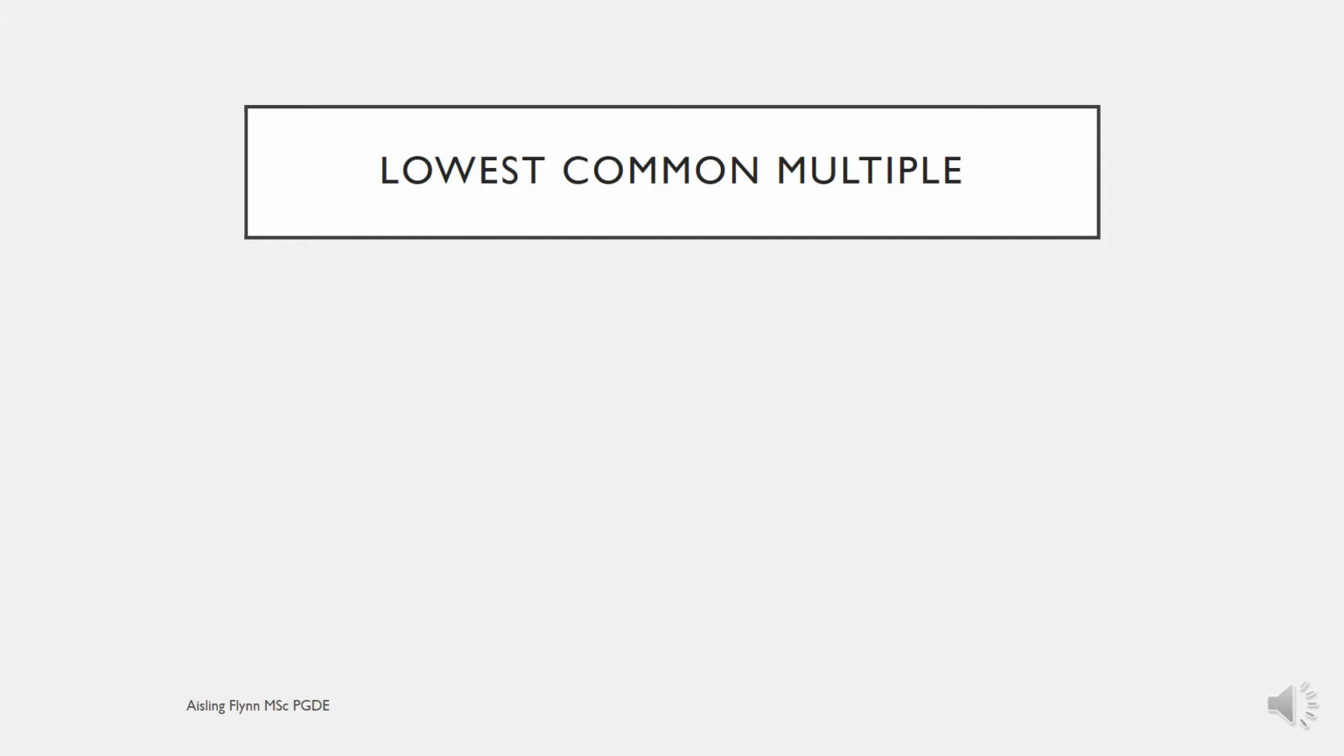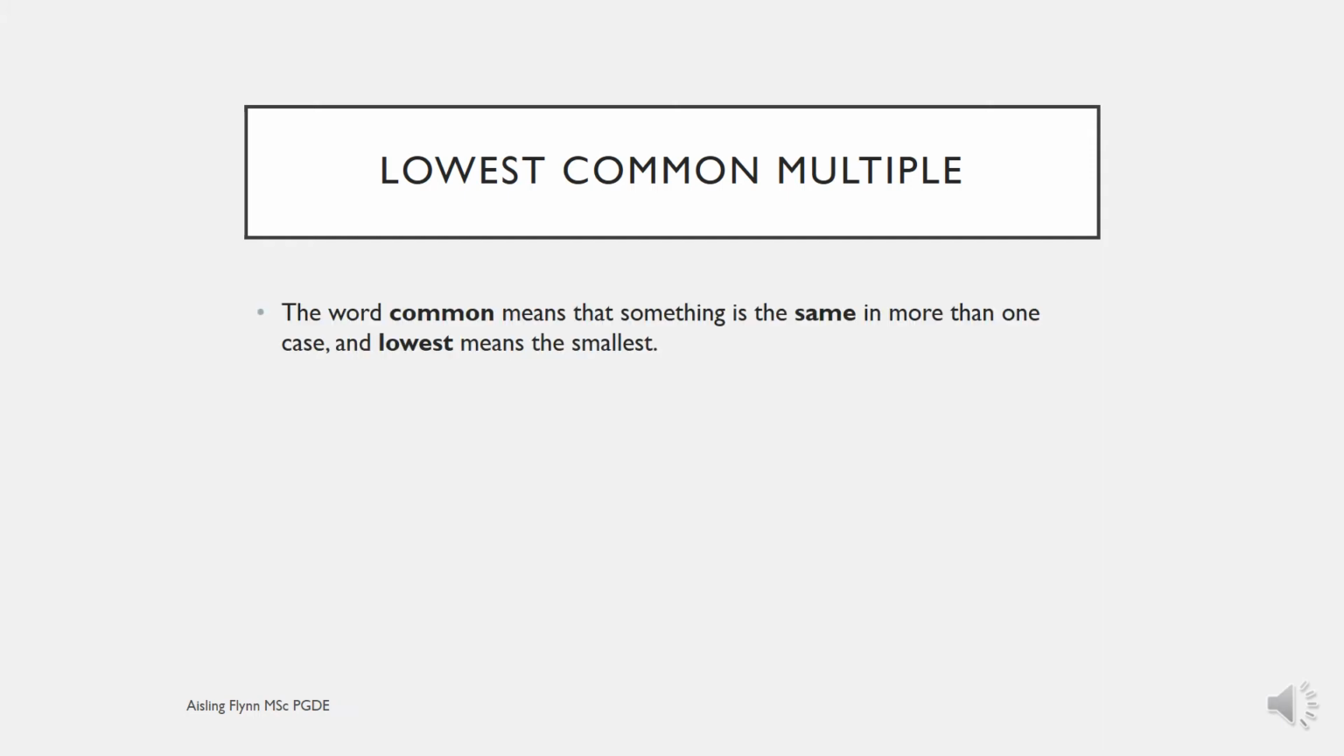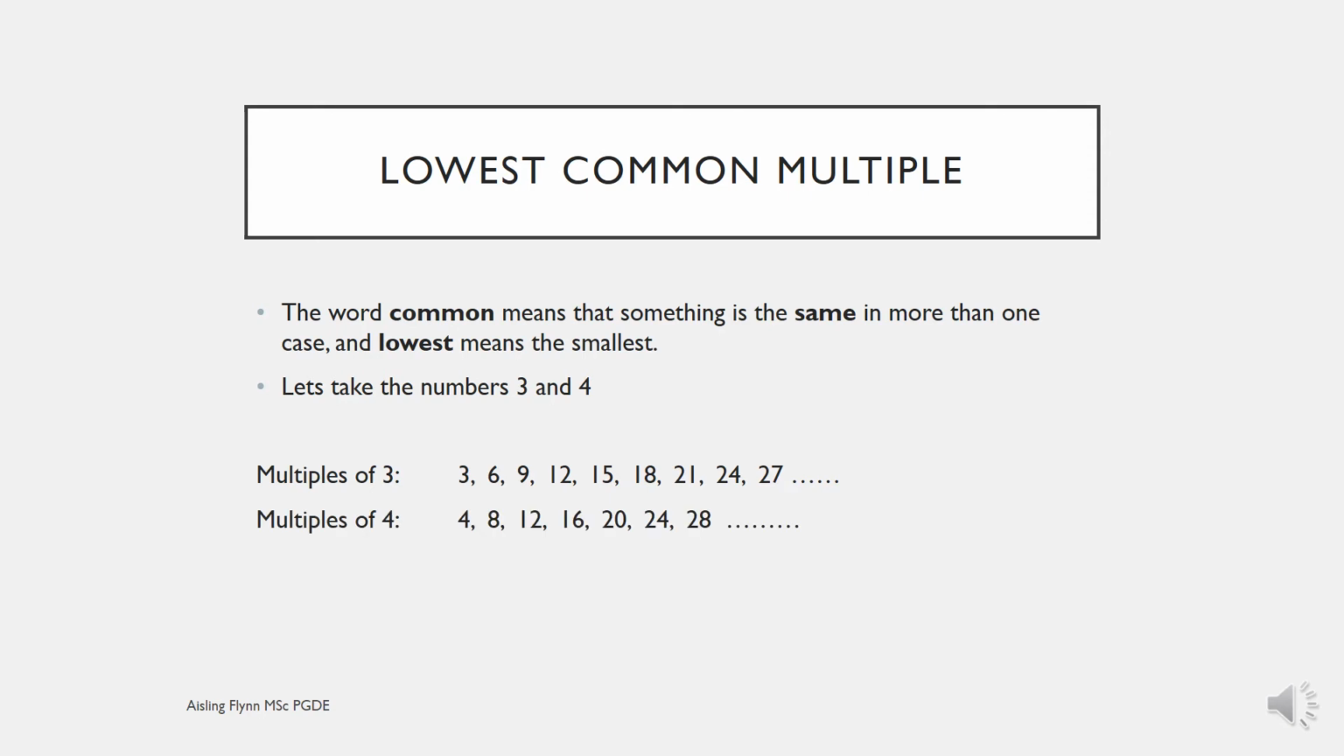Let's consider the lowest common multiple. The word common means something that is the same in more than one case, and the word lowest means the smallest. Let's take the numbers 3 and 4. Here are the multiples of 3. 3, 6, 9, 12, 15, and so on. The multiples of 4, 4, 8, 12, 16, 20, etc.